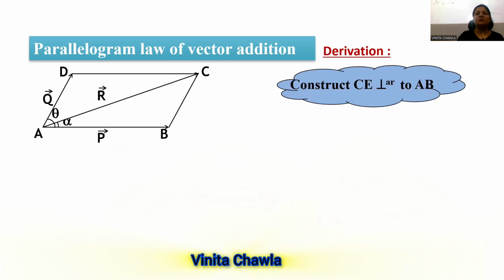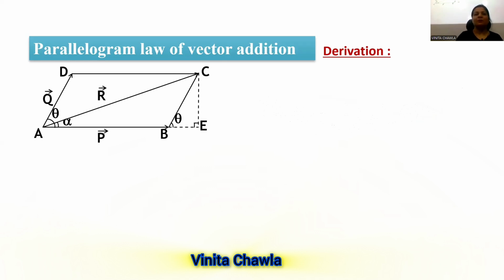Now we will construct CE perpendicular to AB. We'll extend the line AB to E and draw a perpendicular CE on it. The angle is theta, the same angle. Why? Corresponding angles, because AD is parallel to BC and therefore these two angles are equal. These are the corresponding angles. So we can apply the Pythagorean theorem.